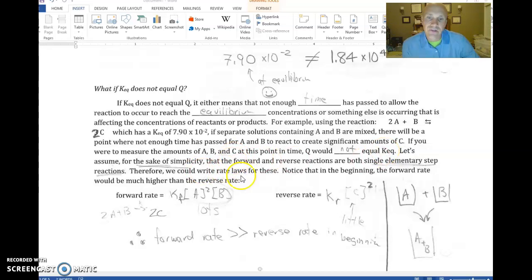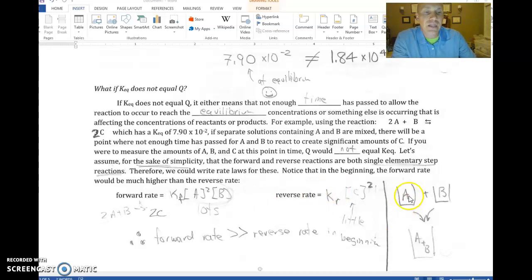So what ends up happening? This is a reversible reaction, so the forward rate would be like this. We could have that rate law. We can define the reverse rate, which would have this rate law. And let's consider how these two rates would compare.